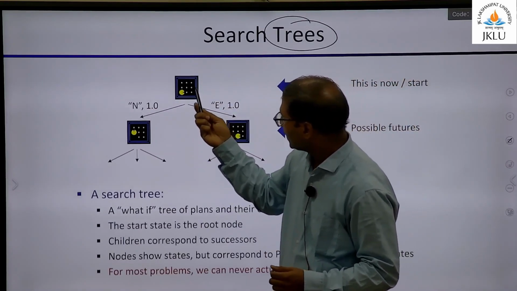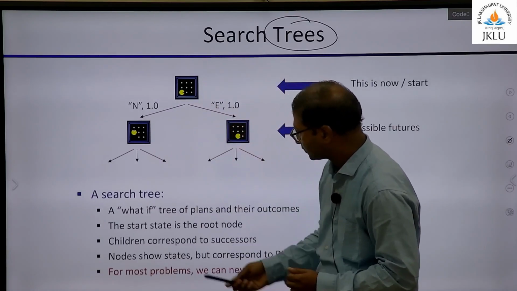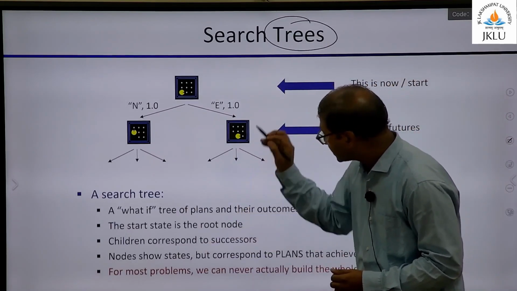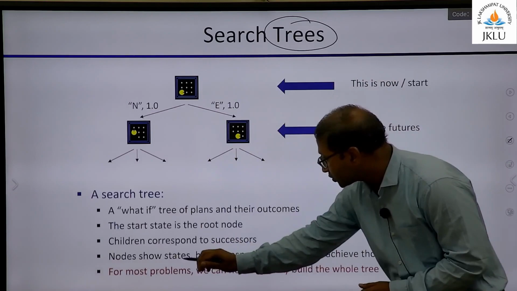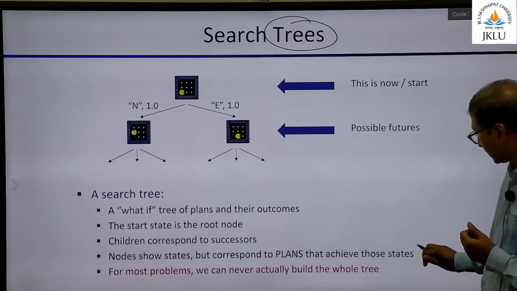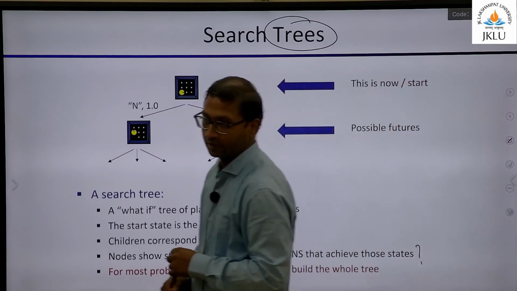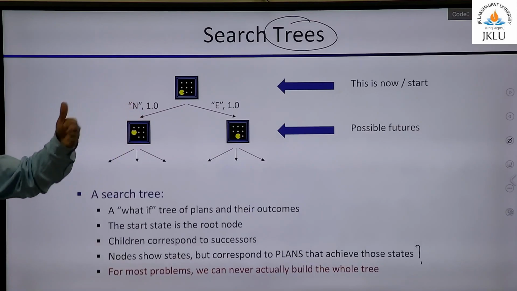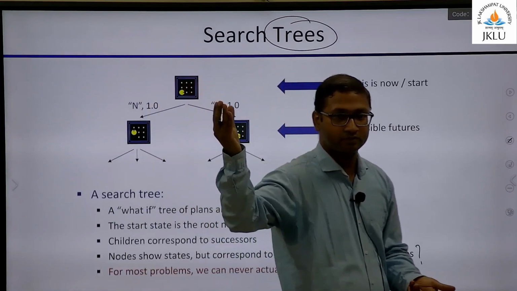So this is the start state. I can go only to these two configurations from here. Now consider the tree of plans and their outcomes. A start state is the root node. The children correspond to successors. Nodes show states but correspond to plans that achieve those states. What does this mean? For most problems we can never actually build the whole tree. And why so? Because the number of nodes will still be as many as the number of nodes in the world graph, right?